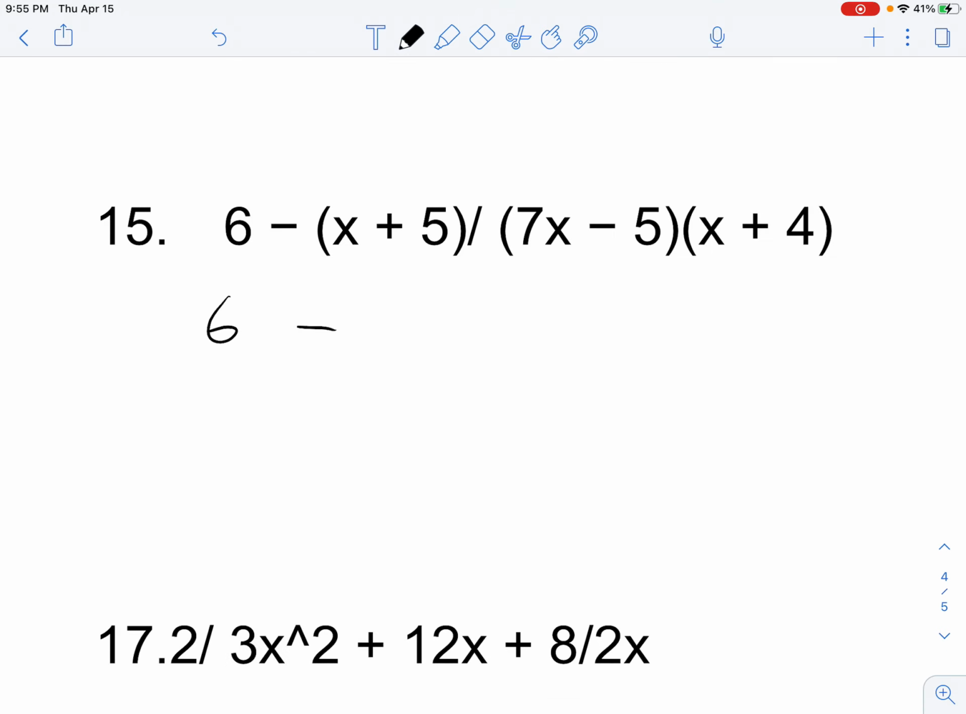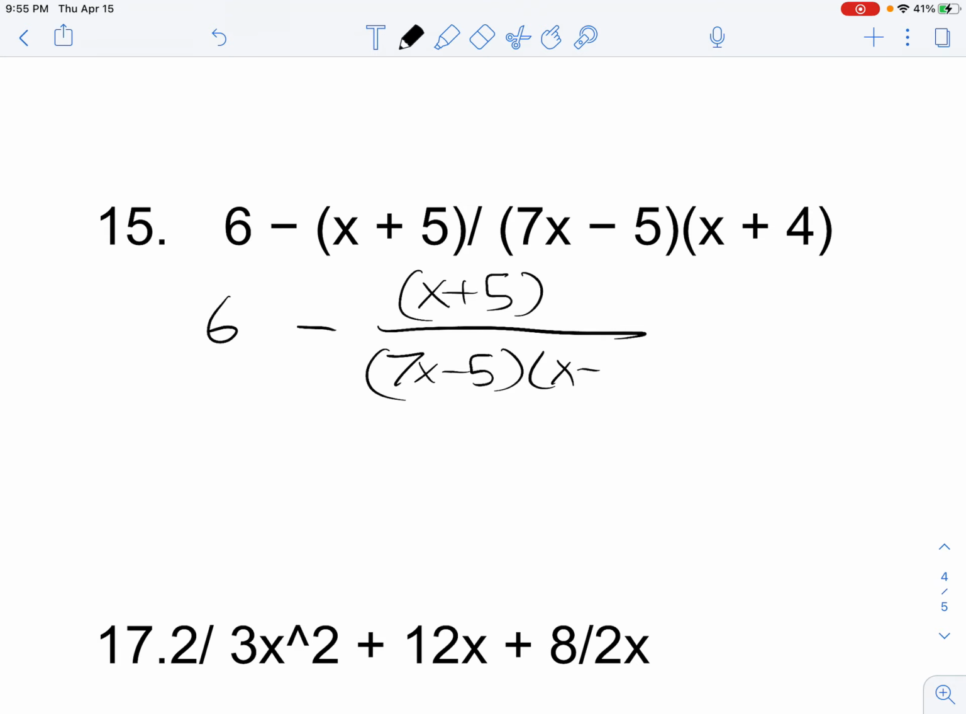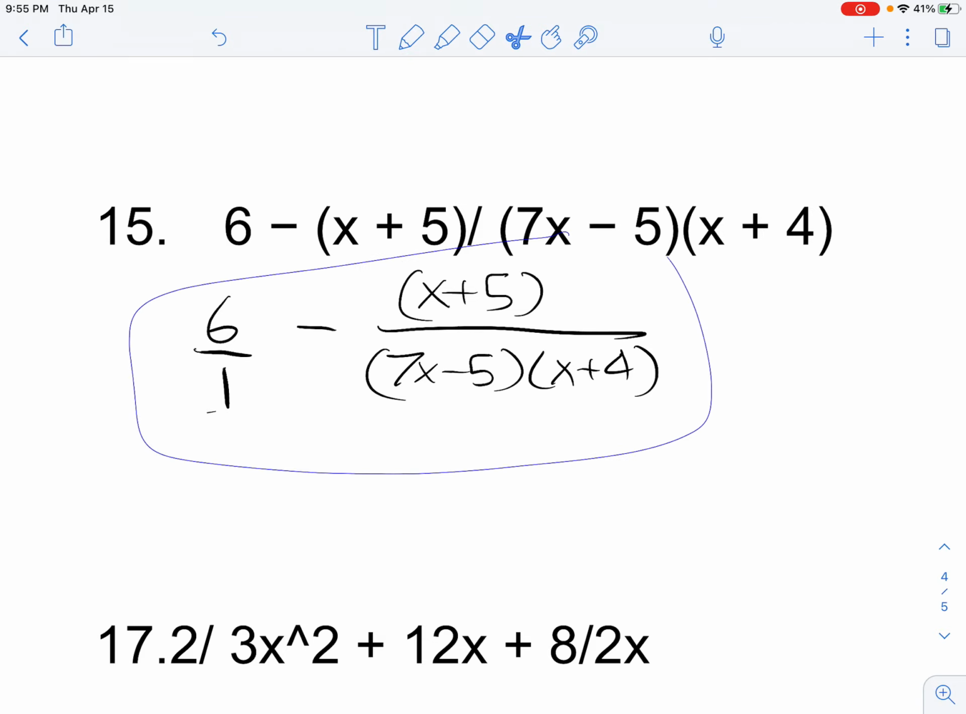6 minus x plus 5 over 7x minus 5 times x plus 4. In this case, this 6 has a denominator of only 1. Now, because they're not the same denominator, we got to make sure that they are. So how do we do that?